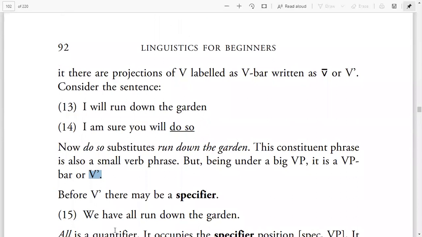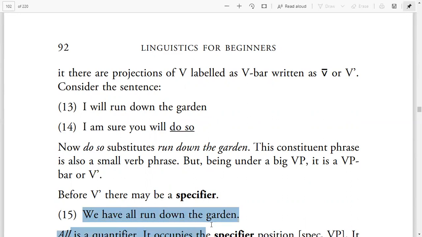So next, before V bar there may be a specifier. This V bar is under a bigger verb phrase, but it can also follow a specifier.